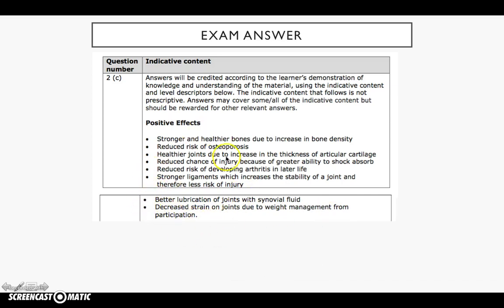You don't need to get all these points. You could just get 4, 5, 6 of them, as long as you're actually expanding on them. It's not just a matter of bullet pointing. You have to put it into context with regard to netball and Eve's actual skeletal system.